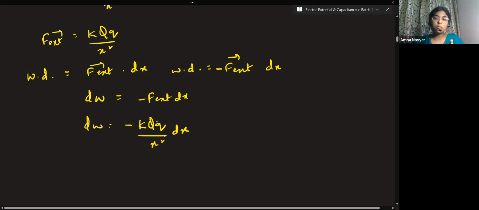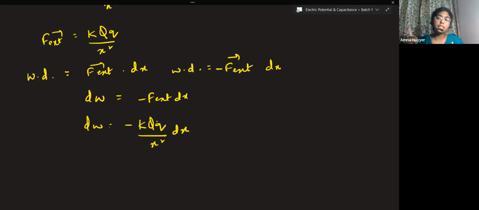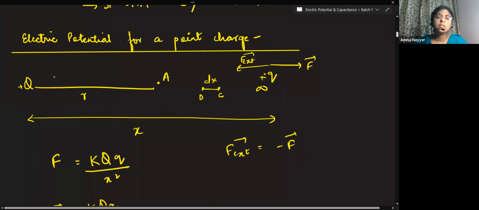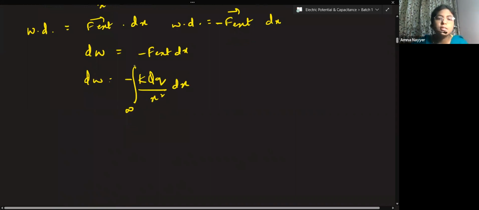Electric potential was what? It was the work done to carry the charge from infinity to a particular point, and that point is at a separation R from capital Q. So from infinity, we are bringing the charge to a point at a separation of small r, so from infinity to R, to point A basically. This is the definition of electric potential.